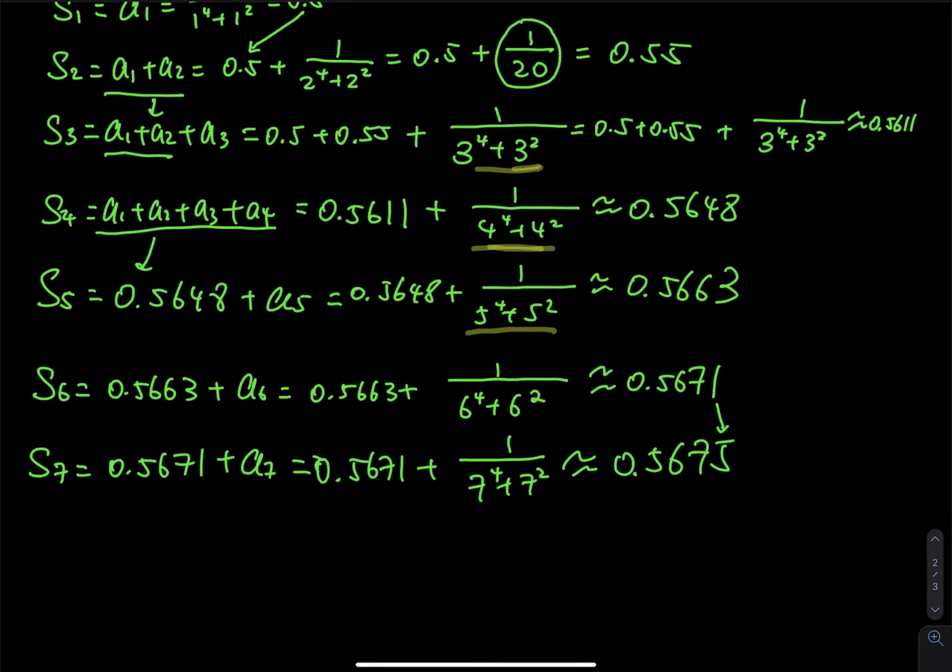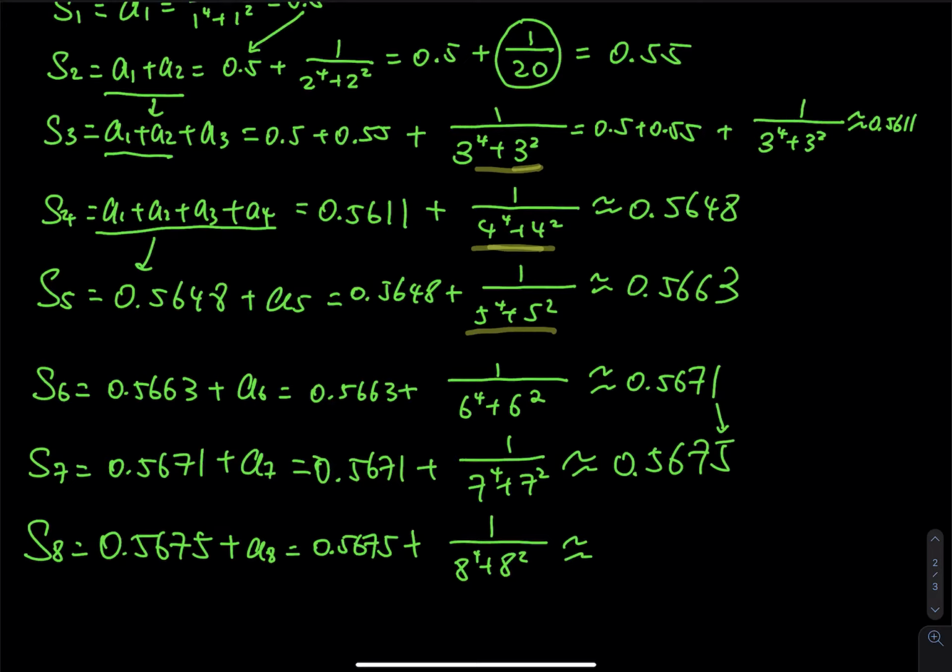So S8. That is equal to the previous sum, and then add one more term to it. So that is the previous sum plus 1 divided by 8 to the 4 plus 8 squared, very tiny quotient. So the sum is equal to 0.5677.